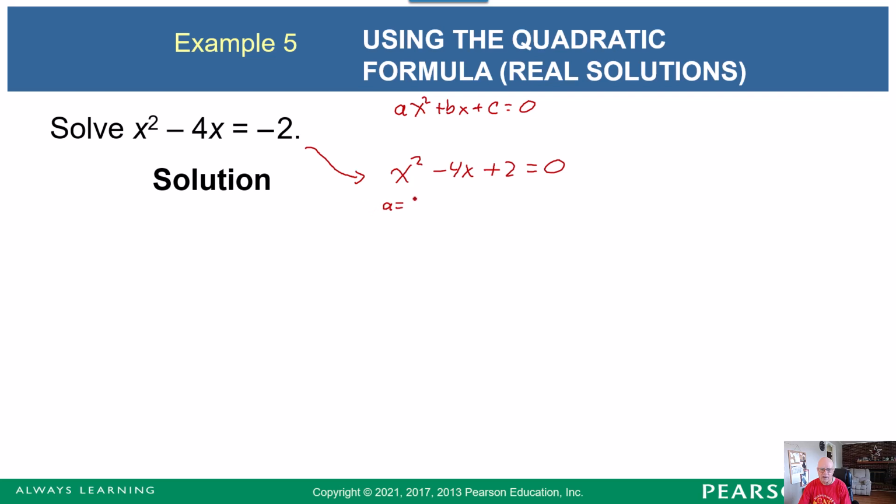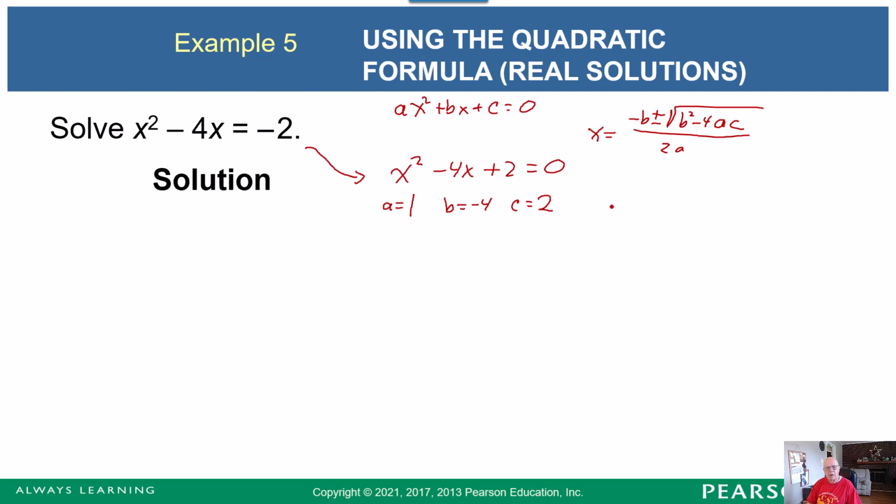Make a note for yourself. A is 1 because you got a 1 right here. B is negative 4 because that's the coefficient of x, and C is the last number. That's real easy. And then we'll write this down again. It's probably a good idea, before you actually start putting these numbers in, just write this out for practice. That way you don't forget it. And then start putting in the numbers.